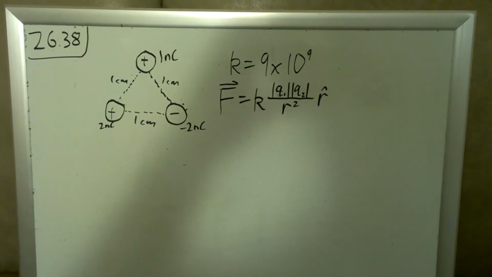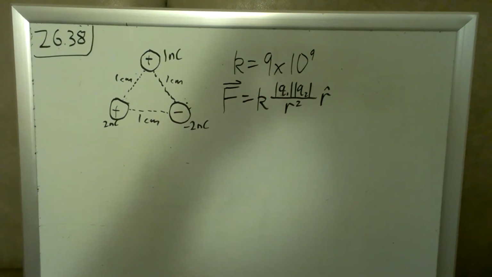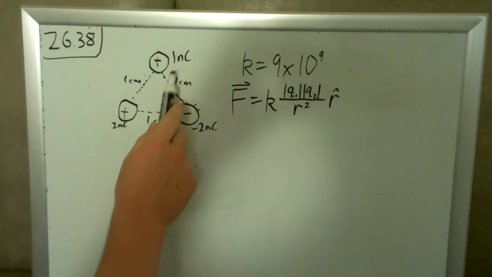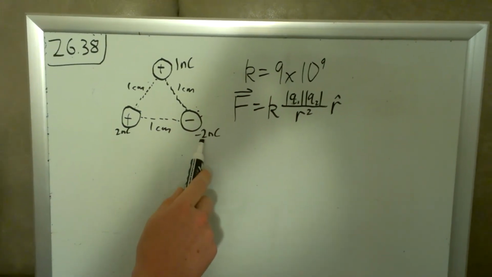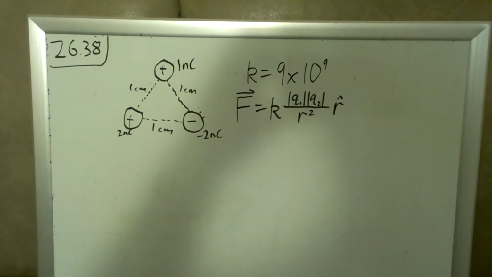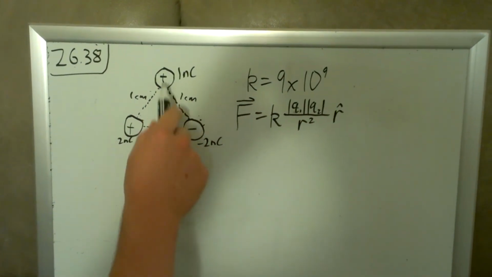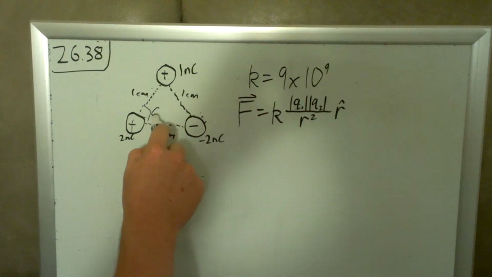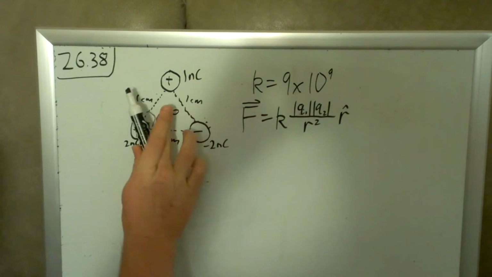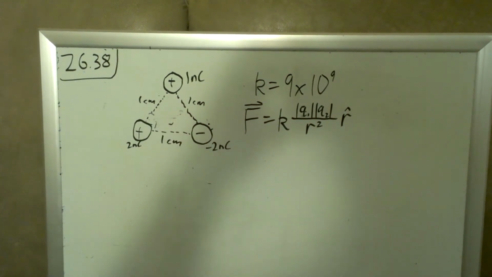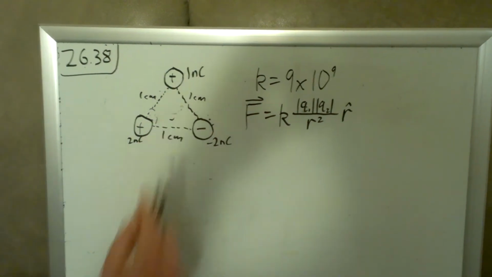So today we're going to be doing problem 26.38. In this problem we have three different charges: a 1 nanocoulomb positive charge, a 2 nanocoulomb positive charge, and a negative 2 nanocoulomb charge as well. It's set up in this triangle formation at 60 degrees for each corner. And the question is asking us to find what the force is on this top charge up here.